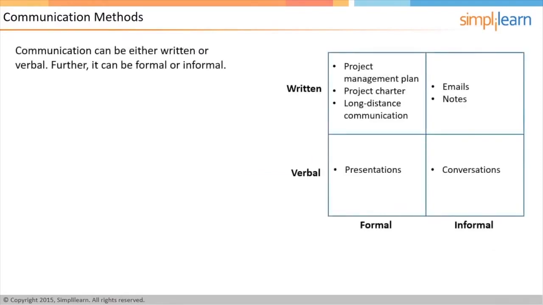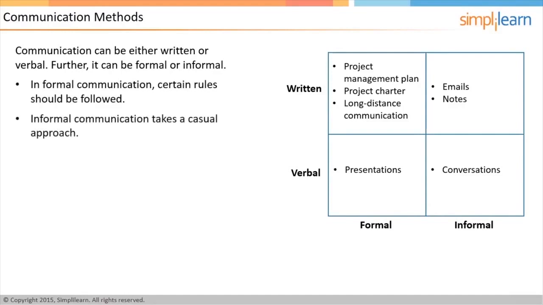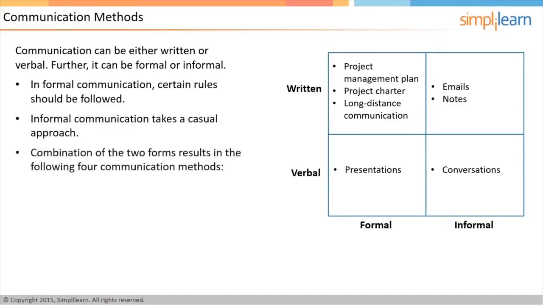Communication can be done in two ways. It can be done written or verbal. Both written as well as verbal communication can either be formal or informal. Formal means communicating by following some basic rules, whereas informal means taking a casual approach. These two combinations result in 4 different communication methods. They are formal written, formal verbal, informal written, and informal verbal.